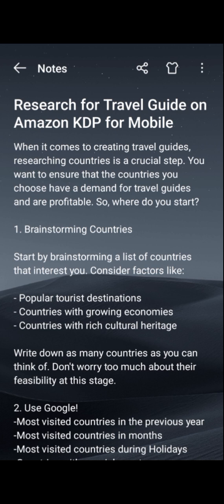Now let's go straight to the point. The first thing you are going to need to do, one of the first methods, is brainstorming the countries. You start by brainstorming a list of countries. Just take a book and a pen, and start brainstorming the list of countries that interest you. Which countries come to your mind? Whatever country comes to your mind, write it down.